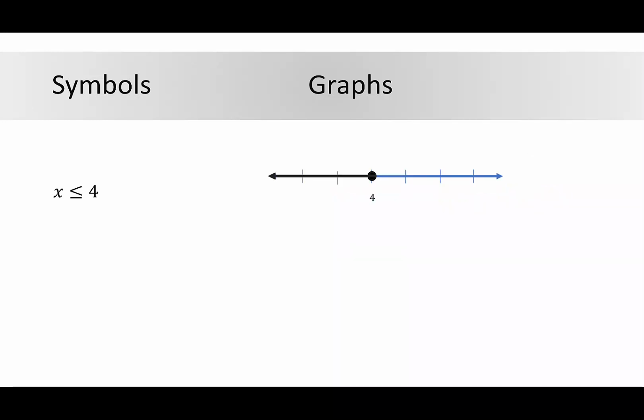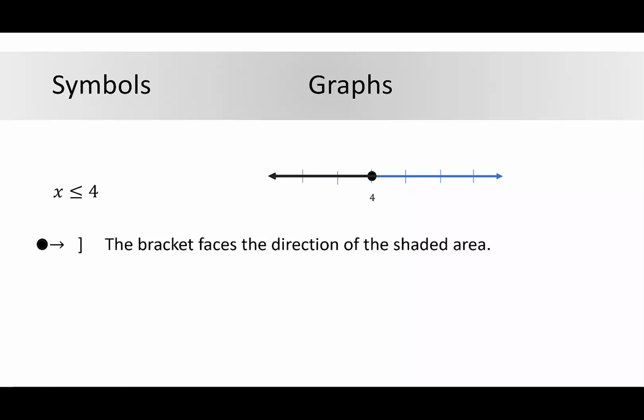In our next example, we have x is less than or equal to 4. On the graph, we know we represent the less than or equal to with a closed dot to show that 4 is one of the possible solutions. In an interval, the closed dot becomes a square bracket. The bracket's going to face the direction of the shaded area. Our numbers are coming from the left, which is negative infinity, and then we have a hard stop when we get to 4, and we show that hard stop by putting a square bracket.